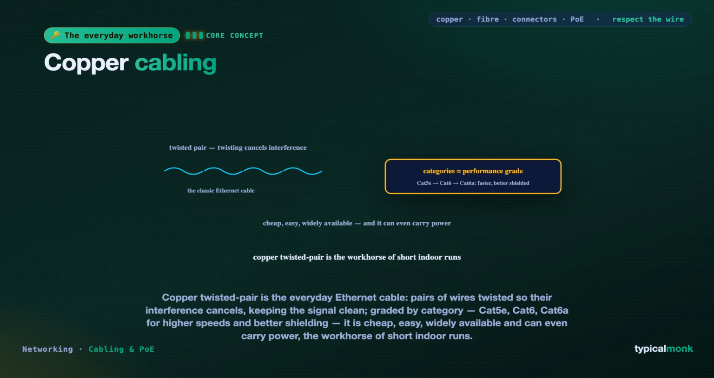So the takeaway: copper twisted pair is the everyday Ethernet cable, pairs of wires twisted to cancel interference, graded by category like Cat5e and Cat6 for higher speeds, and cheap, easy, and the workhorse of short indoor runs.